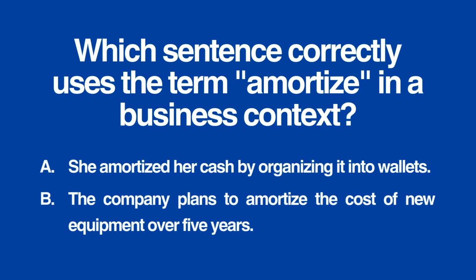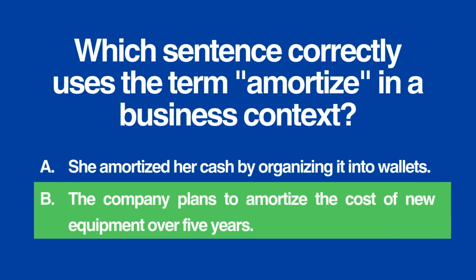Our question is, which sentence correctly uses the term amortize in a business context? A. She amortized her cash by organizing it into wallets. Or B. The company plans to amortize the cost of new equipment over 5 years. The correct answer is B.